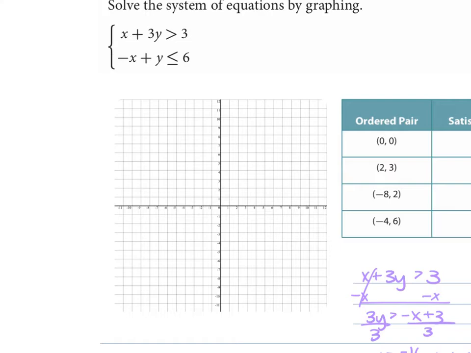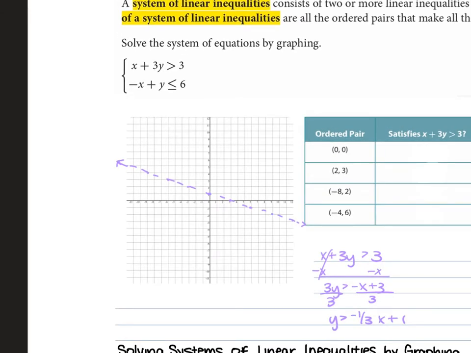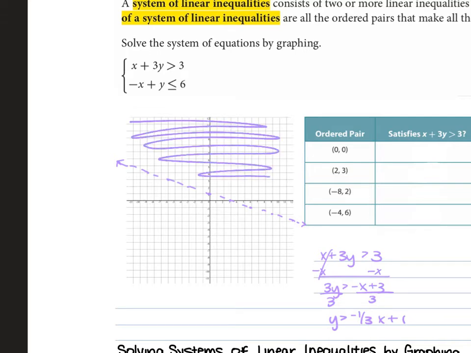So we're going to have our y-intercept of 1, and then we're going to go down 1 to the right 3. Or up 1 and to the left 3. We are doing a dotted line through these points because it's just greater than. And then we are going to shade above that line, so that way it's greater than.